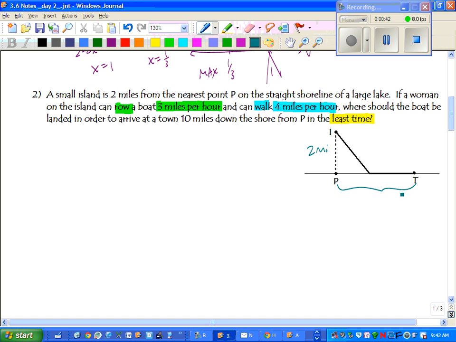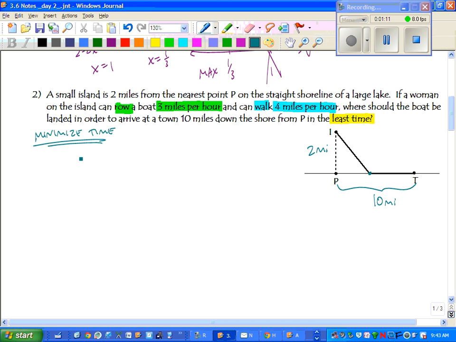So this is 10 miles. We want to figure out where the boat should land right here. This is kind of like the oil well problem where they were running the pipe underwater and above ground. So it's a similar setup. We are trying to find the least amount of time, so we're trying to minimize time. So we're going to have to write an equation for time.